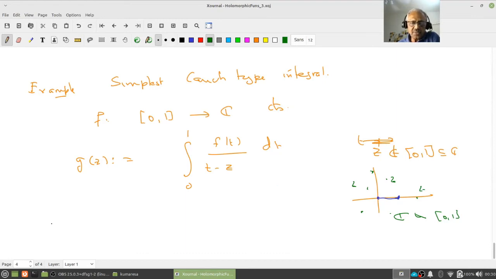Now what is it we want to claim? We want to prove g is holomorphic on C minus [0,1]. Notice this is an open set, because [0,1] is compact, it's closed, and when you remove that, its complement will be open. This is what you want to prove. And learn this proof well. This argument will be repeated again and again in our course.